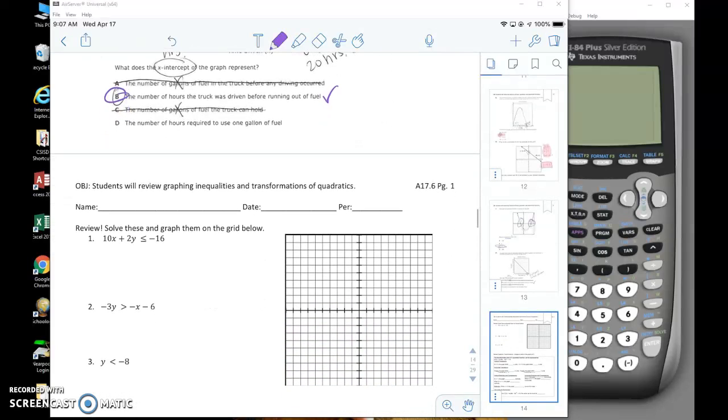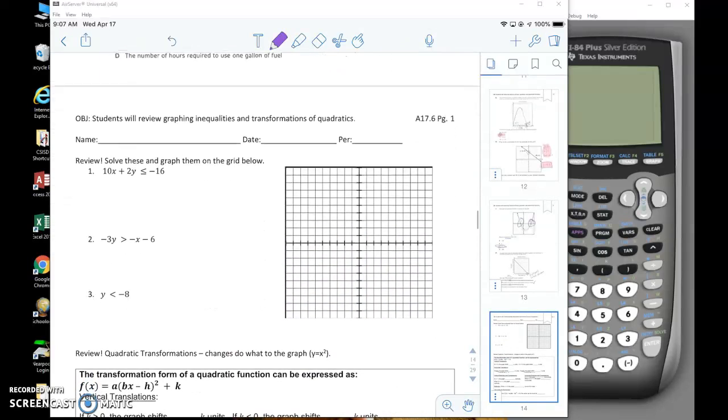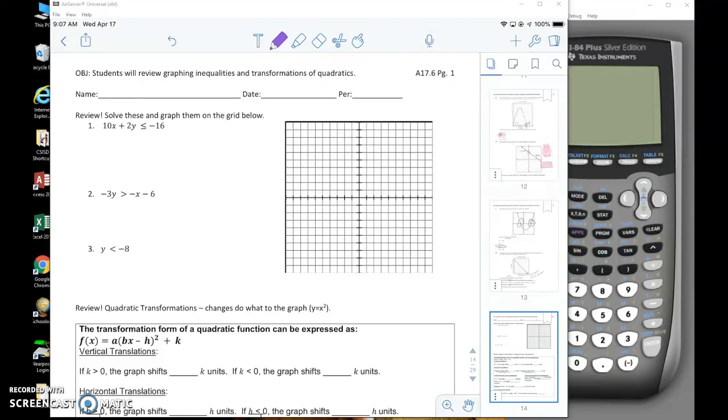Okay, make sure at this time that you picked up the paper you needed when you came into class today and that you have a calculator out on your desk. We are going to review linear inequalities and quadratic transformations.